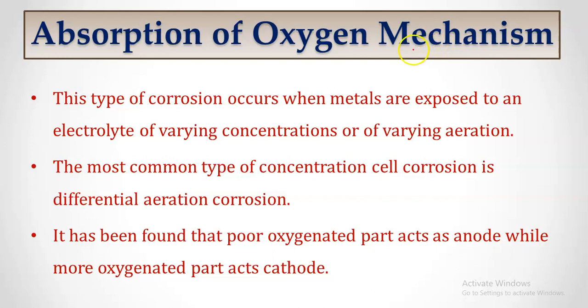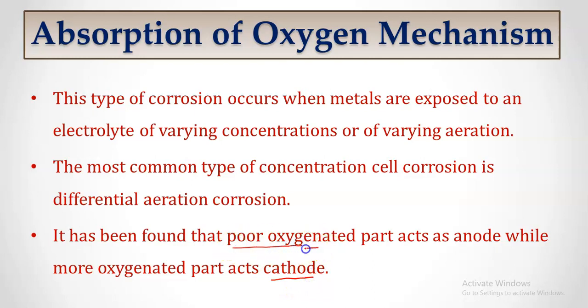Before we proceed, we will see more about this oxygen mechanism. This type of corrosion occurs when metals are exposed to an electrolyte of varying concentration or varying aeration. The most common type of concentration cell corrosion is differential aeration corrosion, so this is the most common example, where the concentration cells are set up. It has been found that the poorly oxygenated part acts as the anode while the more oxygenated part acts as the cathode. Remember this one, this is important.